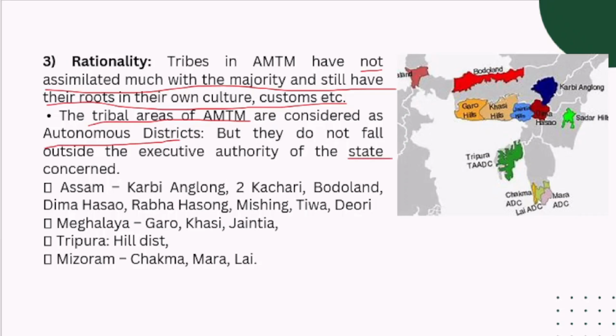In Assam, you can go through the map I have given. In Assam, we have Karbi Anglong, Kachari, Bodoland, Dima Sao, Rabha Song, Mishing, Tiwa, Deori. In Meghalaya, we have Garo, Khasi, and Jaintia. In Tripura, we have Hill District. In Mizoram, we have Chakma, Mara, and Lai.